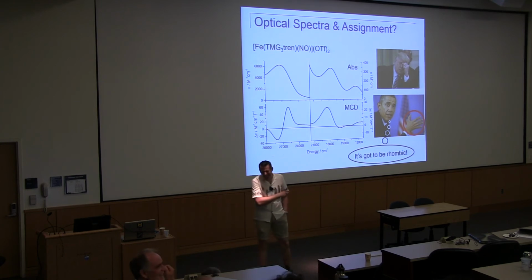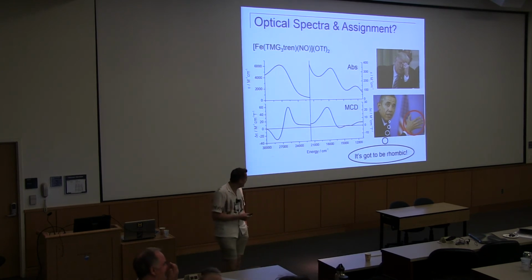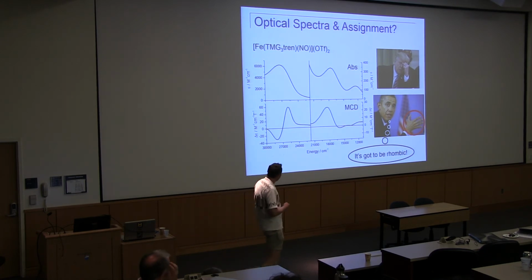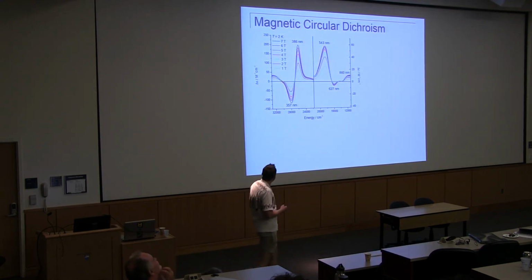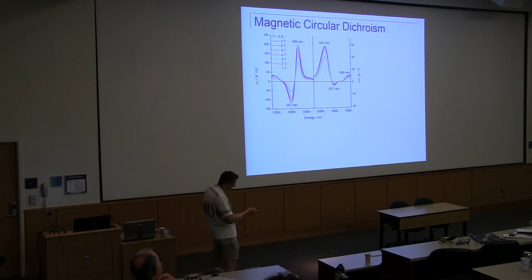So he got it right. That's a good starting point. It's indeed a rhombic complex, and so from here we can start working now. So here's the MCD spectrum again. It just shows you the field dependence.